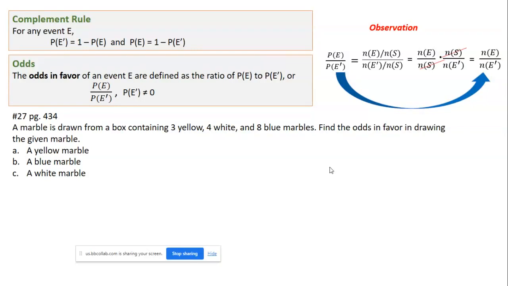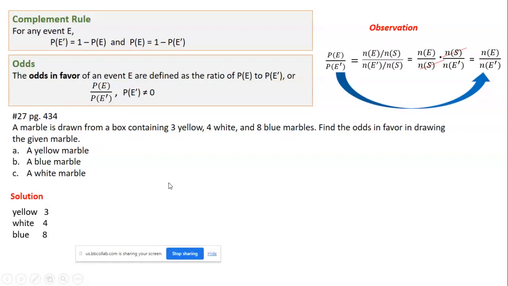An example that comes directly from your homework, page 434, number 27, right? So it's a marble problem. Most of my students dislike the marble problems, right? But if we understand the formula, we can do this. Okay. So let's see. A marble is drawn from a box containing 3 yellow, 4 white, 8 blue marbles. Find the odds in favor of drawing the given marble. A yellow marble. Okay. So let's go ahead and do this.